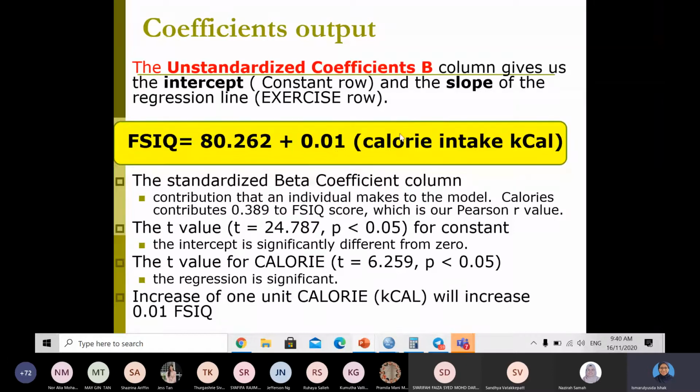But when calorie is 0, 0 times 0 is 0. The full scale will be 80.262. So the intercept is 80.262.